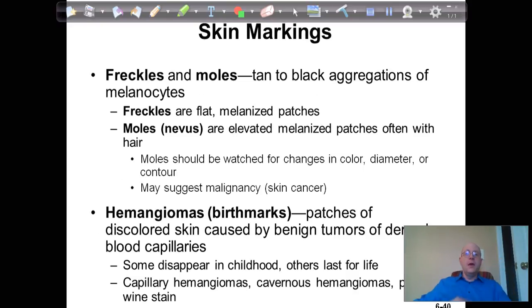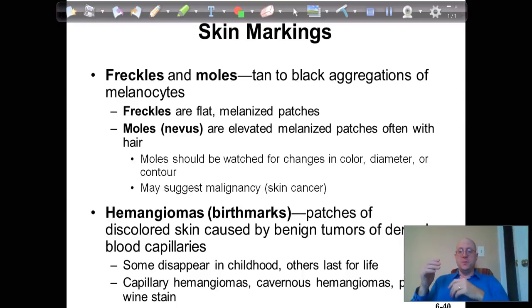Okay? Freckles and moles. Tan to black aggregations of melanocytes. Like I said, they're clustered rather than being spread out more evenly. Freckles are flat melanized patches, but a mole is an elevated melanized patch, often with hair in it. And if you do have a raised mole, then it's worth keeping an eye on. Moles should be watched for changes in color, diameter, or contour, and may suggest malignancy.